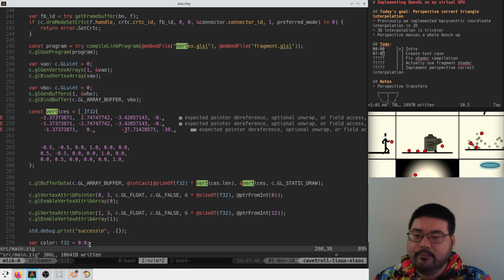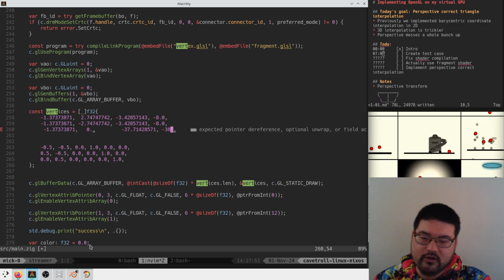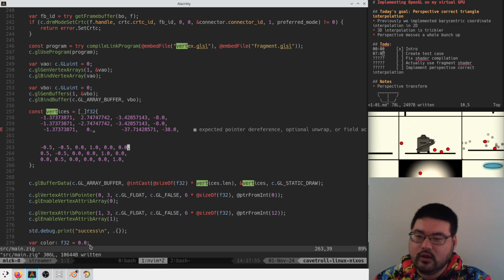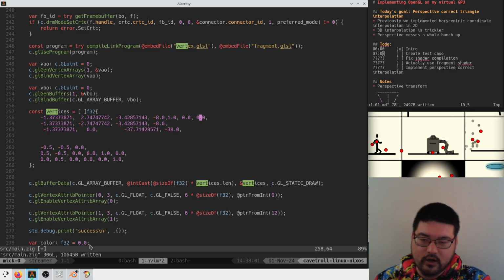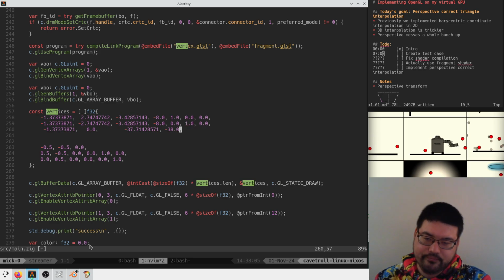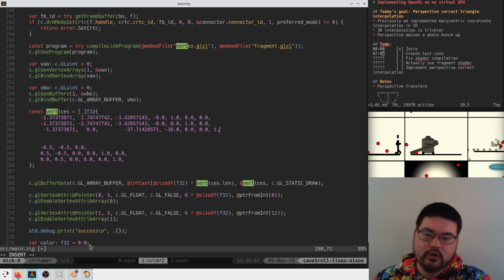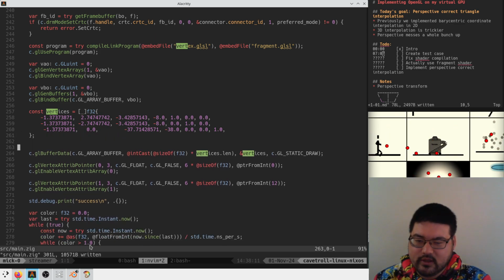Okay, then I think that Zig is probably angry that we don't have .os here. And then we also need to preserve the colors. So the colors go here. Okay. And now we have theoretically something that might work.